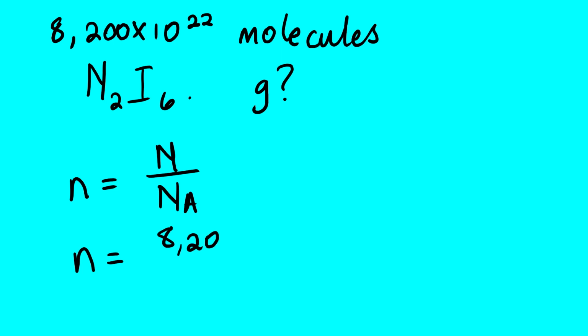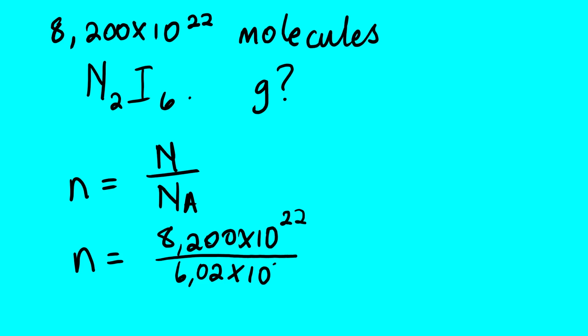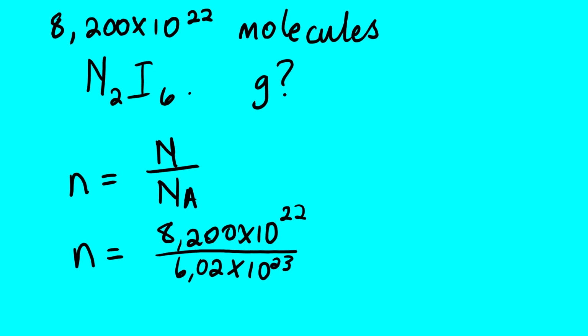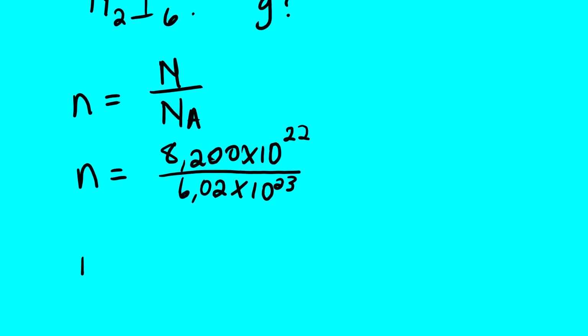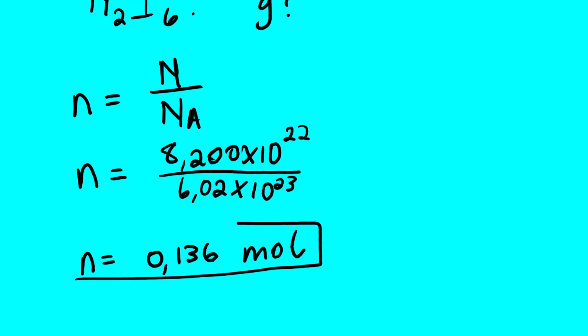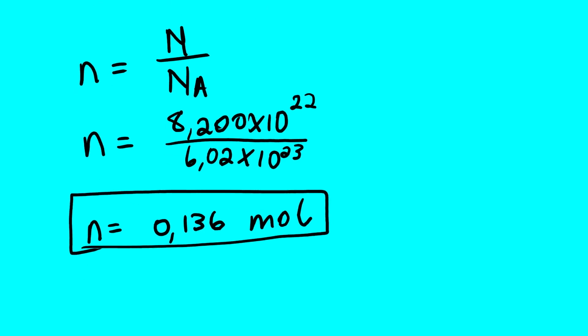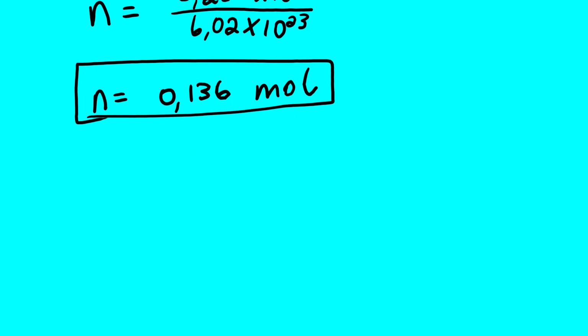It's 8.200 times 10 to the power 22 all over 6.02 times 10 to the power 23. The number of moles we have is 0.136. From here, we can use this equation.